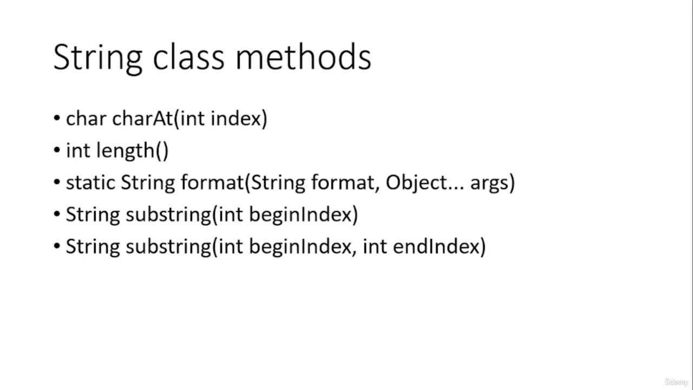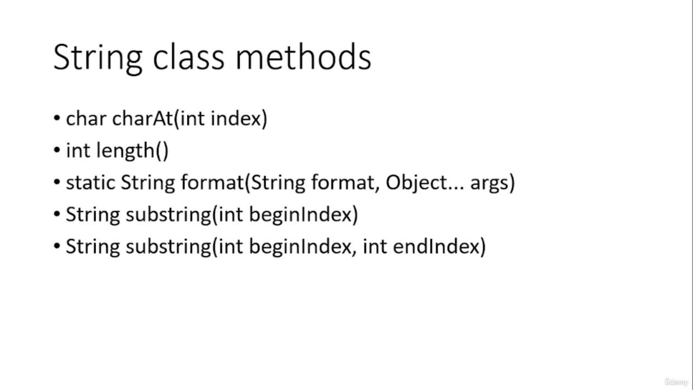We will start with charAt. charAt will return the character at the integer index we specify. The next method is length. Length will return the total length of the string. The next method is format. The format method is used to format the string according to the formatting options which you want to provide. You can see the parameters like that.